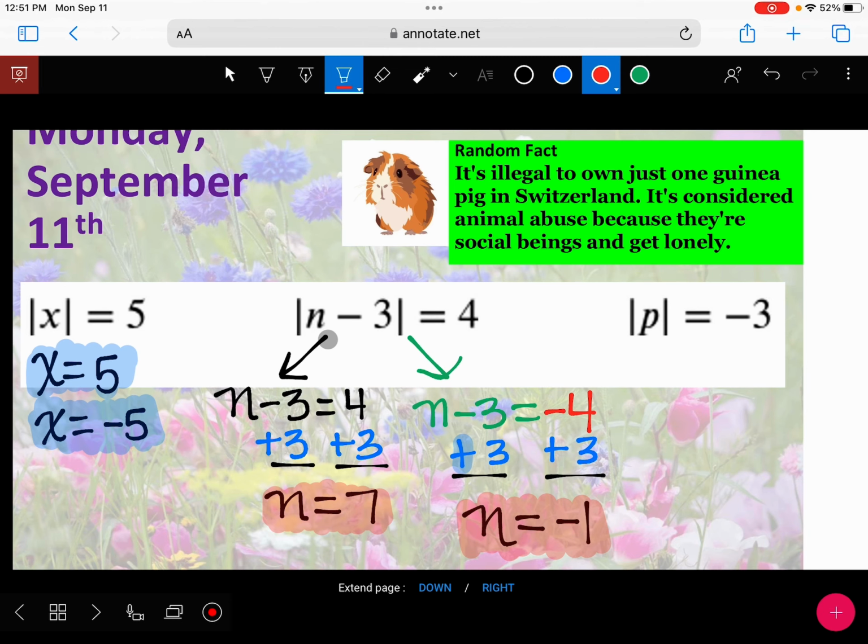And the last one is a trick question. What do you think my solution is going to be? No solution. Good. Because the absolute value cannot equal a negative. That's impossible. So that is no solution.